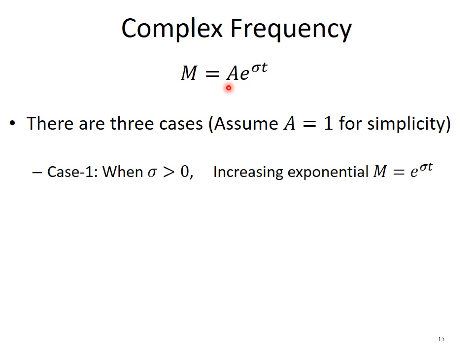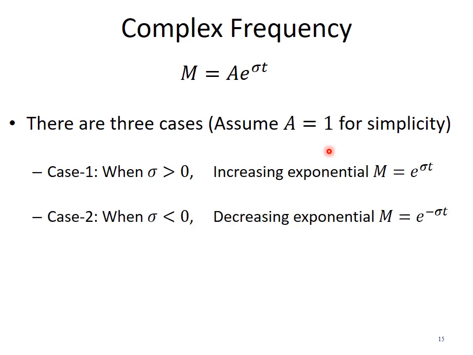Now there can be three different cases, and for simplicity, let us assume that A is equal to 1. So case 1, when sigma is greater than 0. So when sigma is greater than 0, the exponential would be an increasing exponential, right? Because sigma is positive and t of course would be positive, M would be increasing with time. So that is an increasing exponential when sigma is greater than 0. Similarly, when sigma is less than 0, this would make the exponential a decaying exponential, right? So the magnitude of the complex sinusoid would decrease with time. Here the magnitude of the complex sinusoid would increase with time, and here the magnitude of the sinusoid would decrease with time.